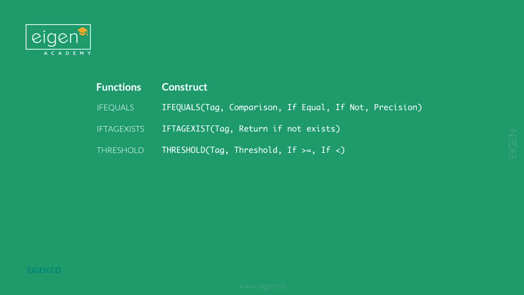If tag exists takes two arguments. It takes the tag and then what to return if that tag doesn't exist. And again, this can be another time series. If the tag does exist, it will just return the value of the tag itself. And then finally we have threshold. So threshold takes a tag, the threshold to check, and this can also be another tag. And then we have what to return if it's greater than or equal to. Again, this could be another tag, and what to return if it's less than.